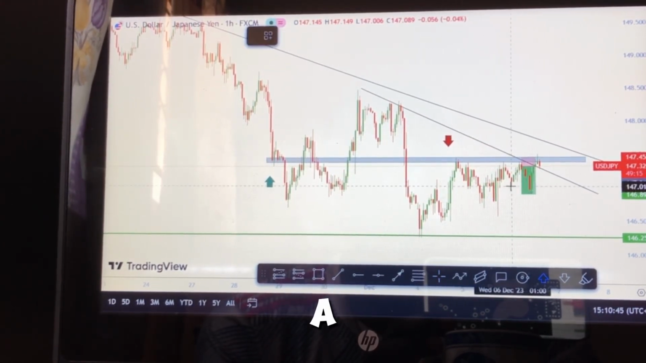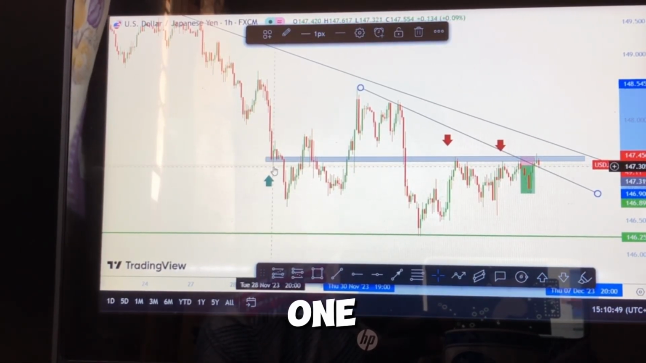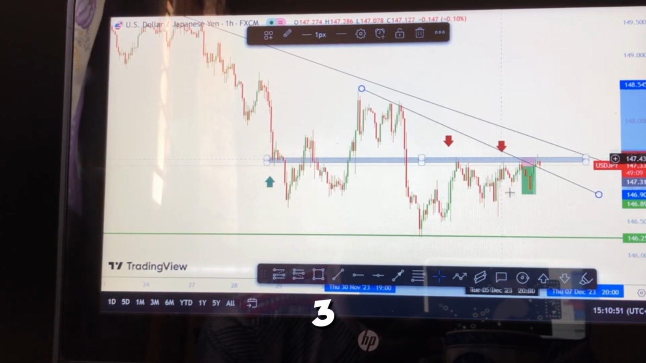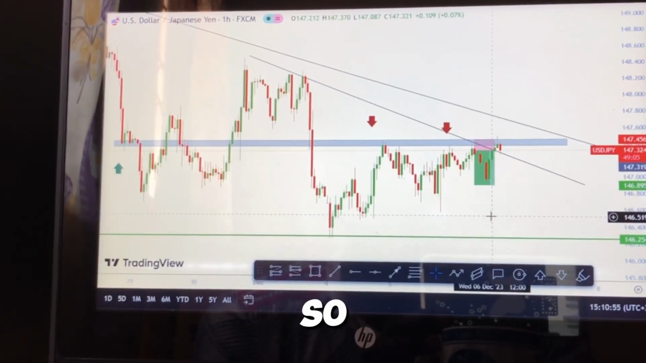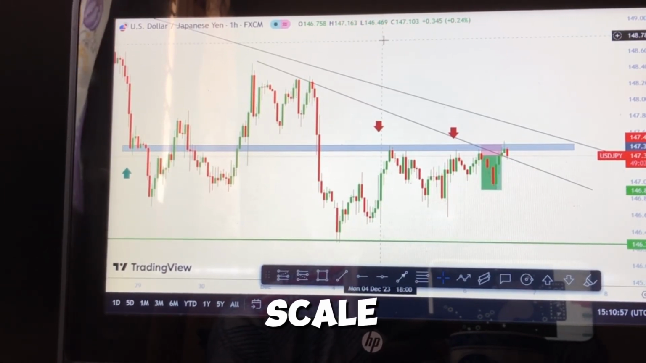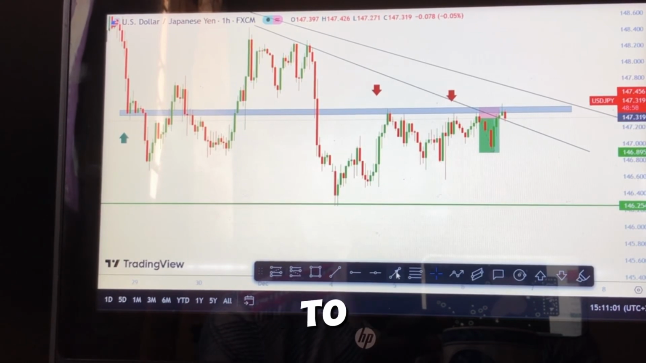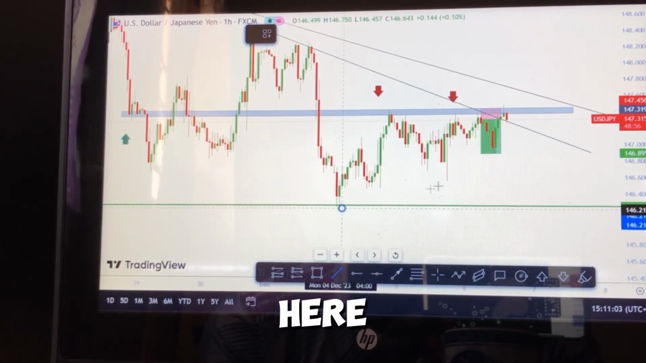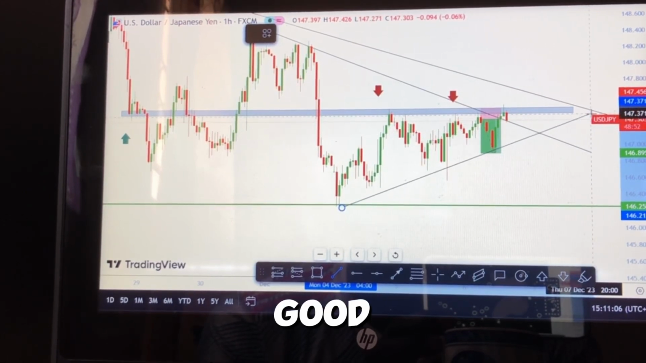And we had this one. So there were basically 1, 2, 3 areas of value which I was looking at this morning. Since I had gotten my areas, I also managed to draw a lower trend line here, and this trend line was telling me this could be a continuation pattern.